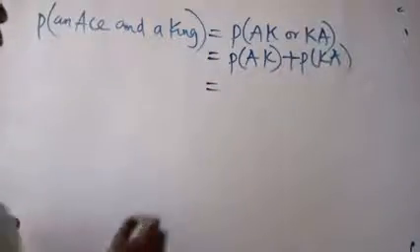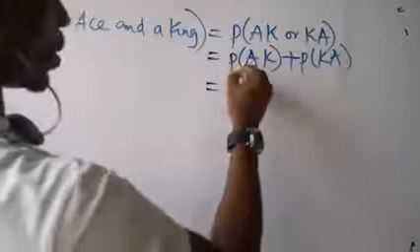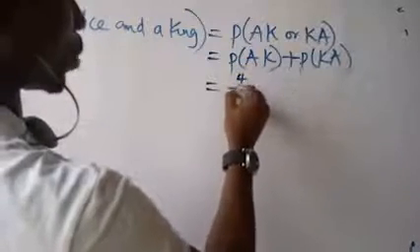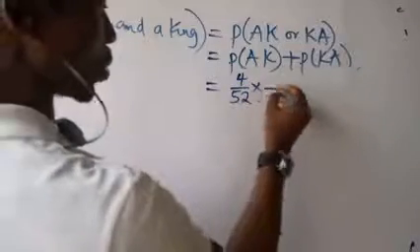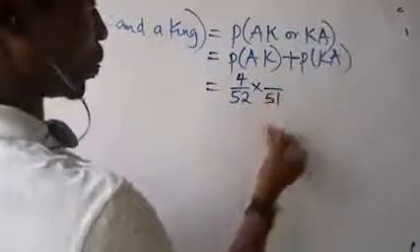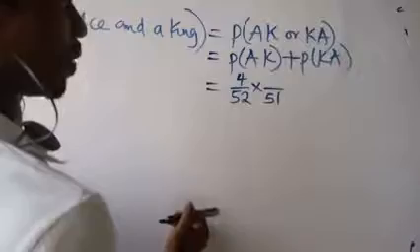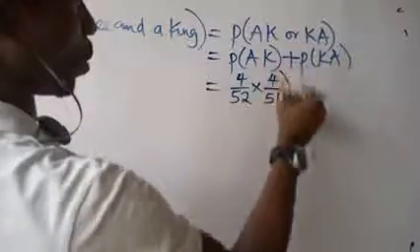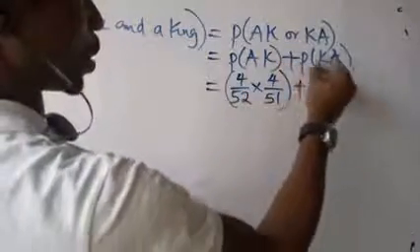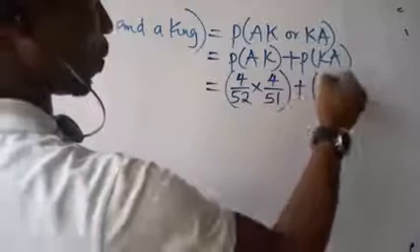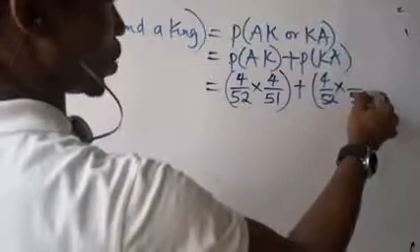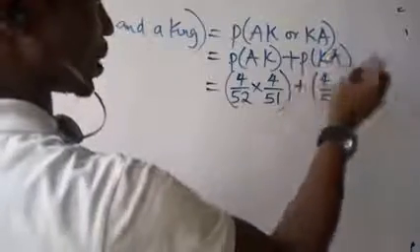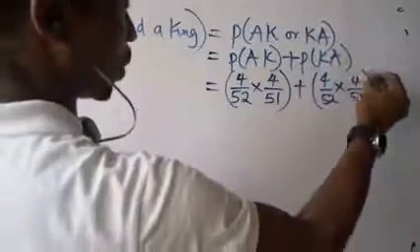Let's put those values here. There are 4 of these. That will be 4 out of 52. Do not forget it is without replacement. So as soon as you pick the first one, this one has to be reduced to 51. I'm picking a king the first time, so this one too will be 4. Plus, I'm picking a king the first time, 4 out of 52, times, this one will quickly reduce to 51. I'm picking an ace the first time, it will still be 4.